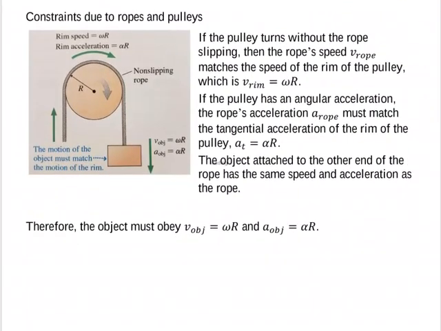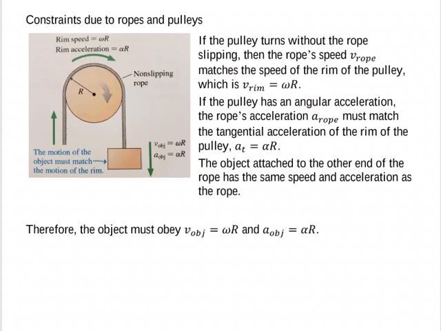All right. Constraints due to ropes and pulleys. So we dealt with pulleys a little bit ago. Here they are again. We have this pulley, and notice the way that it's turning. We see this arrow here, it's going this way. Negative. So that pulley is turning in a negative direction. We have a rim speed. So the things that are moving along the outside of this pulley have a speed of omega r. We've seen that formula before. The rim acceleration is alpha r.